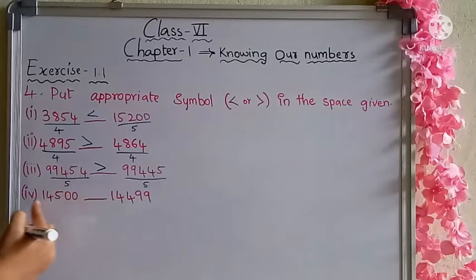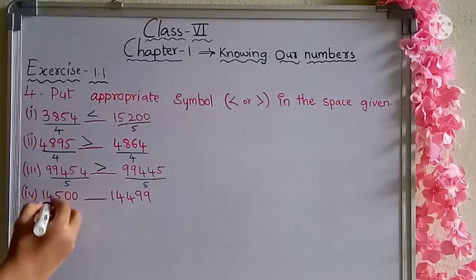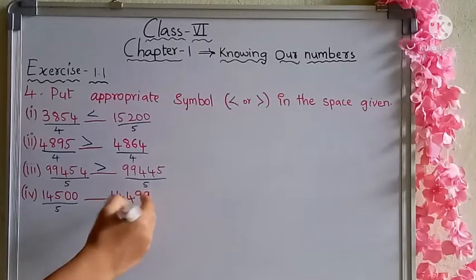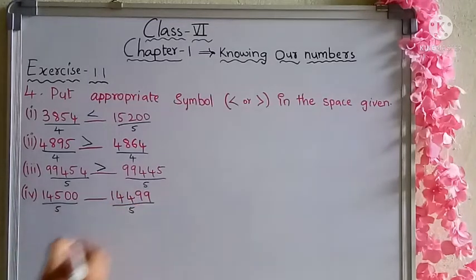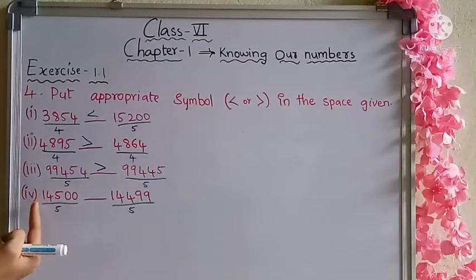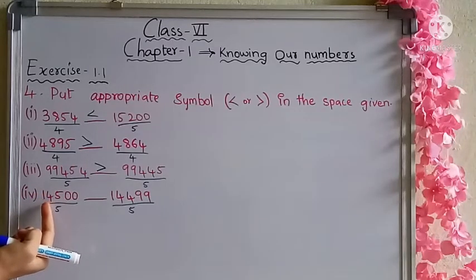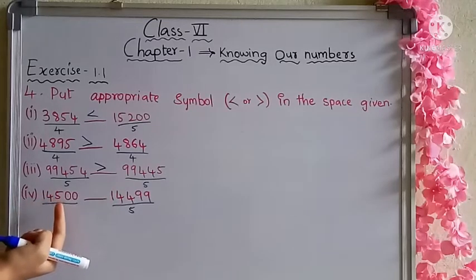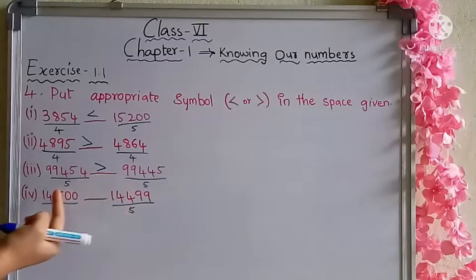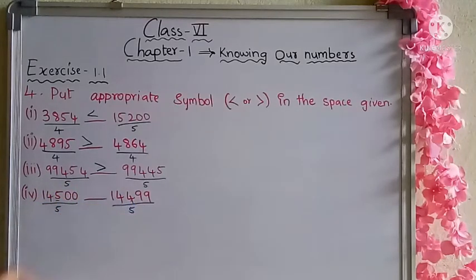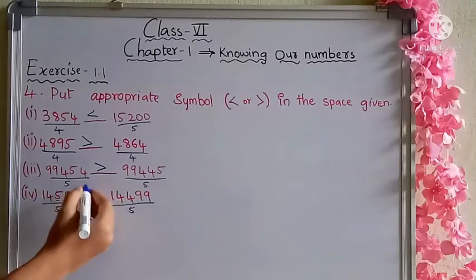And at last, fourth one. How many digits are there? 1, 2, 3, 4 and 5. So here 5 digits are there. And here 1, 2, 3, 4, 5. So 5 digits are there here. So now you have to check digit by digit. Here 1 is in the 10,000s place and 1 is in the 10,000s place. 4 is in the thousands place and 4 is in the thousands place. And coming to the hundreds place, here 5 is there and here 4 is there. So 5 is greater than 4. So we can say that 14,500 is greater.